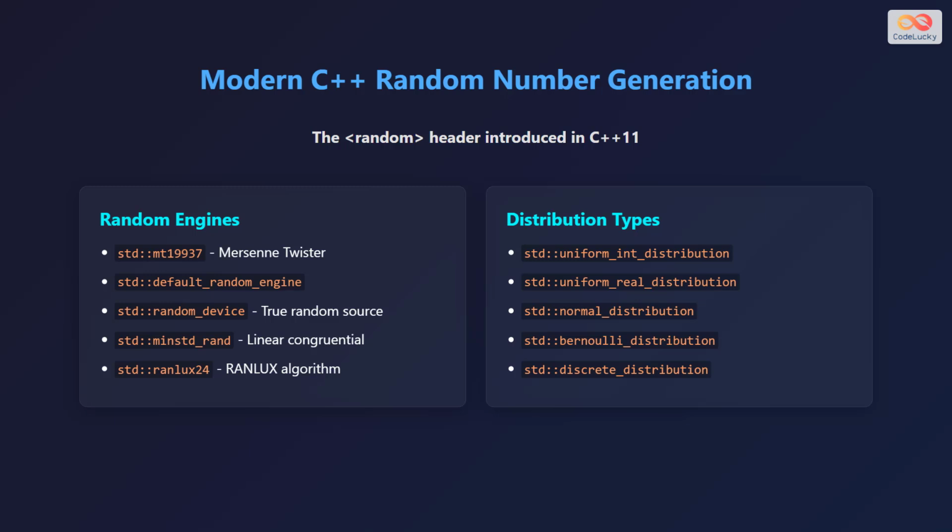Additionally, the random header offers diverse distribution types. Uniform int distribution generates integers uniformly within a specified range. Uniform real distribution generates floating point numbers uniformly within a specified range. Normal distribution produces numbers following a normal distribution. Bernoulli distribution is used for generating Boolean values with a specified probability, and discrete distribution generates integers based on specified weights.